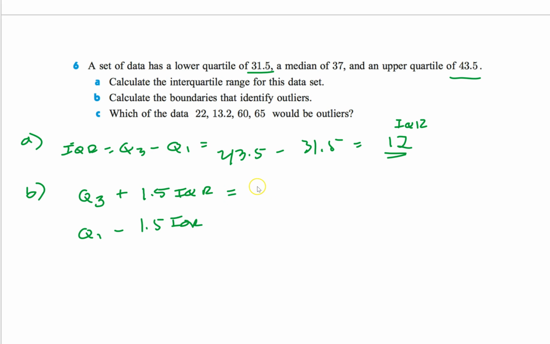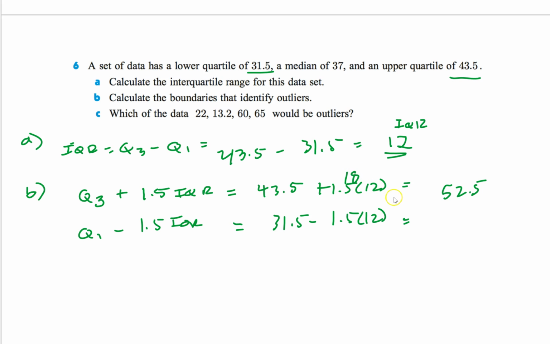So in that case, this is going to be 43.5 plus 1.5 times 12. So that's going to be 9 plus 4.5, so 52.5. On this side, that's going to be 31.5 minus 1.5 times 12. Whoa, that should be 18. Sorry. 1 times 1.5 is 12 plus 6, 18. That's embarrassing. So 61.5, and over here, same idea, it should be 18. So that's going to be 13.5.